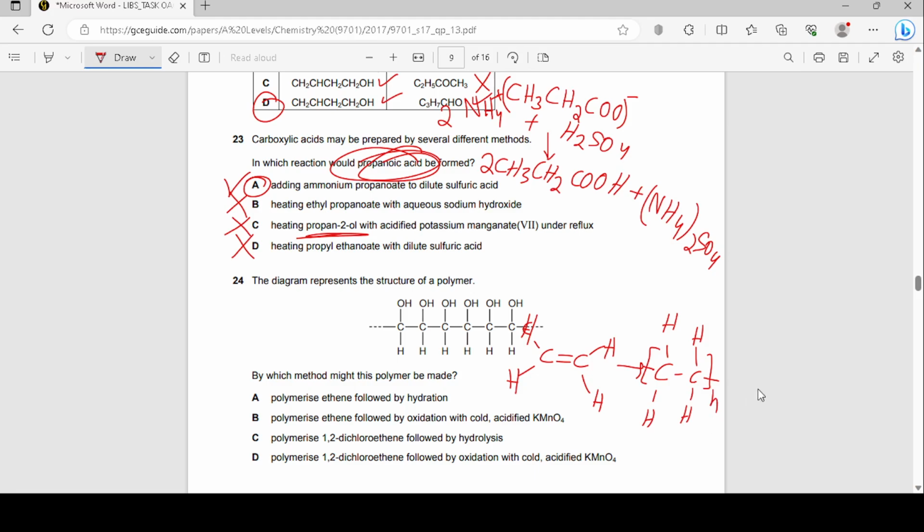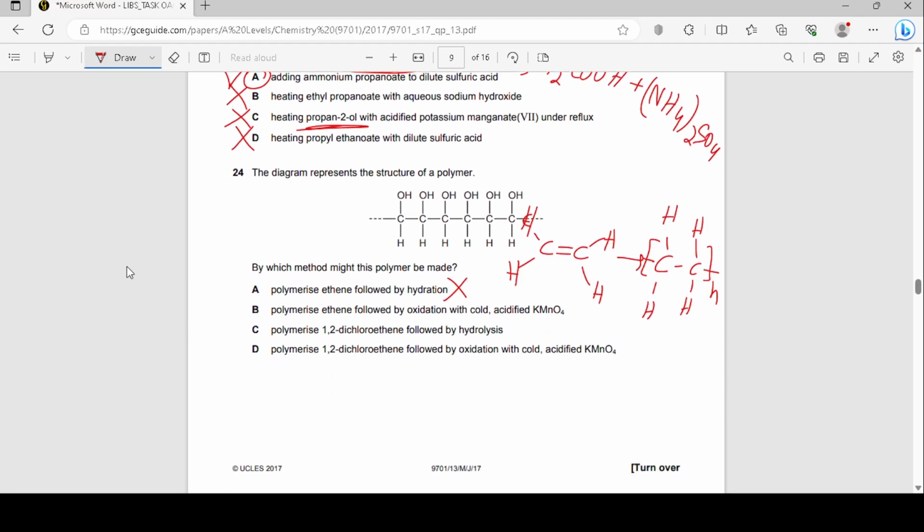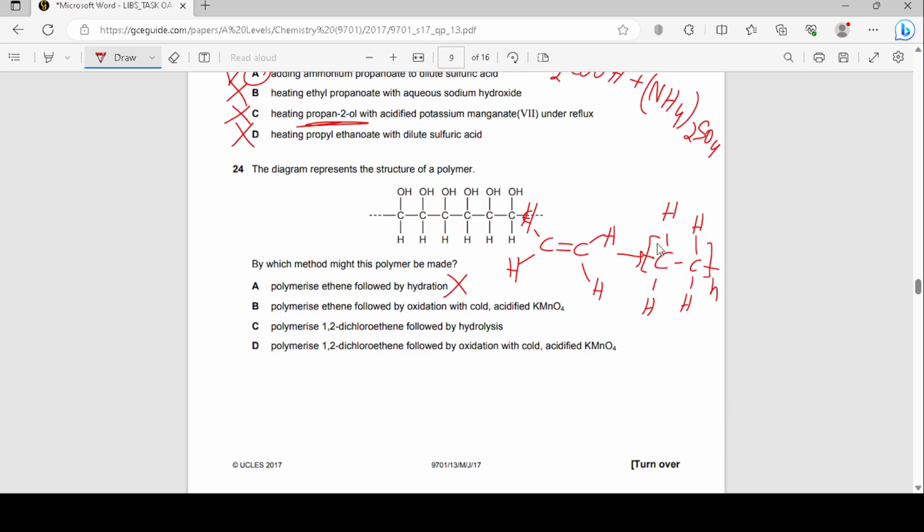So how do you expect a long chain alkane to just react with water like that? It's quite an unreactive substance, polyethylene. So we can cancel out A for that reason. For the same reason, we can cancel out B, because you're polymerizing ethene. So again, you get polyethene, which is this compound, and then you oxidize it with cold acidified KMnO4. Now again, an alkane, how will you oxidize an alkane using cold acidified KMnO4? It's not that easy, is it? So you're going to cancel out B as well.